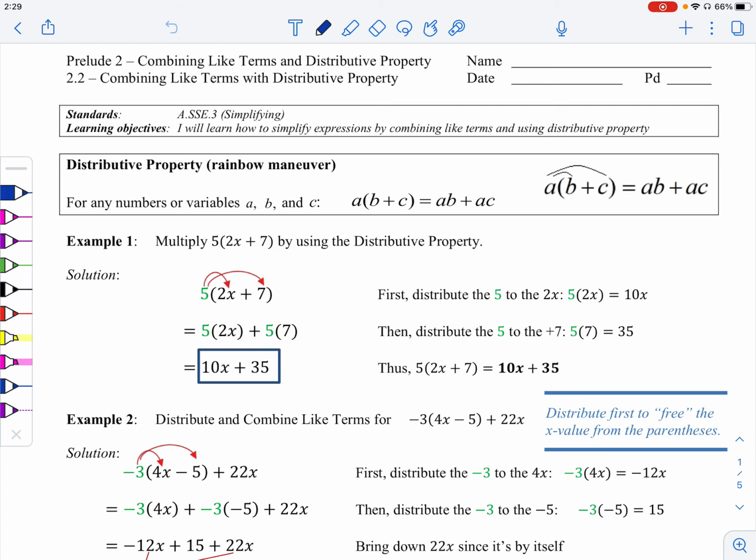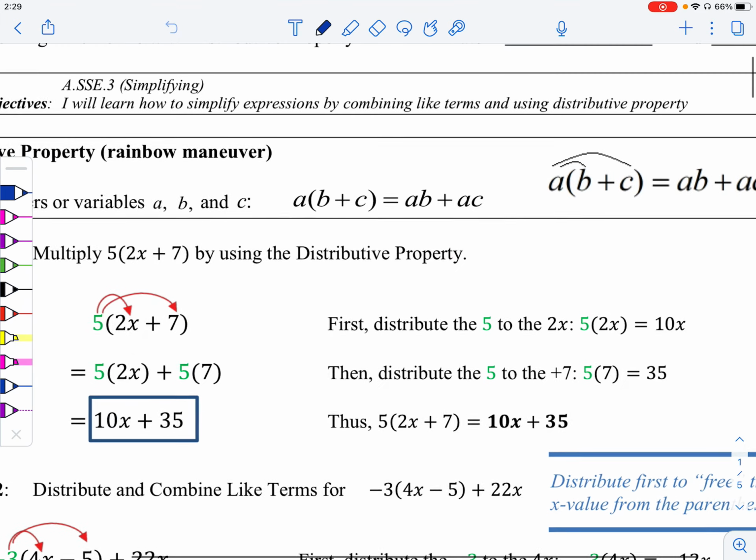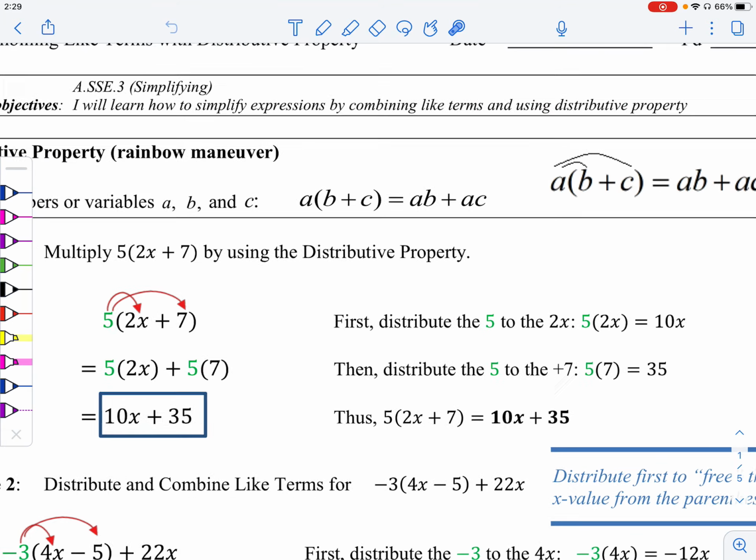This is 2.2. Combine like terms with distributive property. Continuing on our simplifying standard, we're going to look at what we're doing today. We're going to learn how to simplify expressions by combining like terms and using the distributive property.